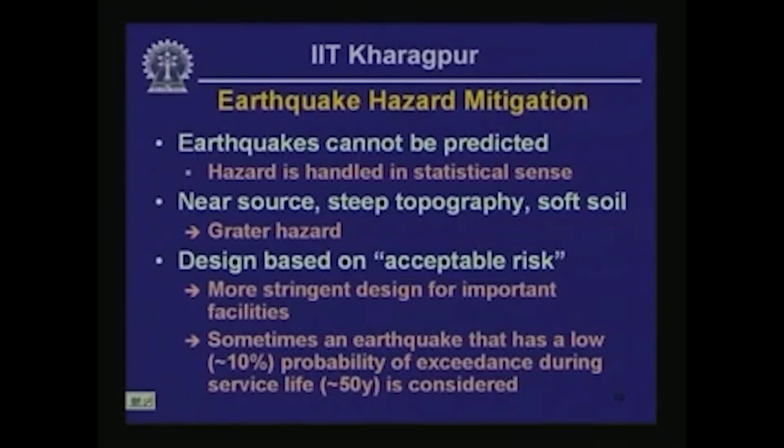For instance, if we recall the map that I showed in the previous slide, then you could say qualitatively that the areas which are on the Himalayas or near the foothills of the Himalayas are going to be relatively more hazardous in comparison with a site which is located within the stable peninsular shield.